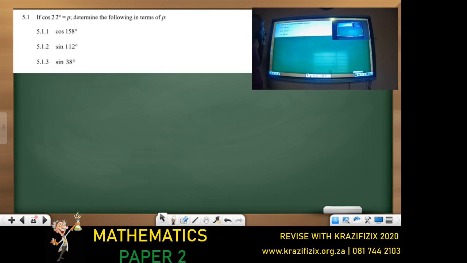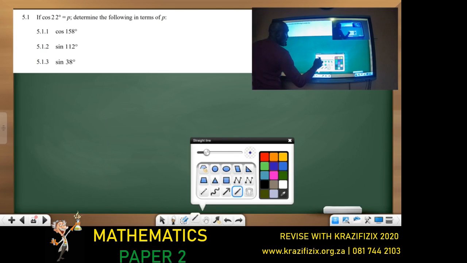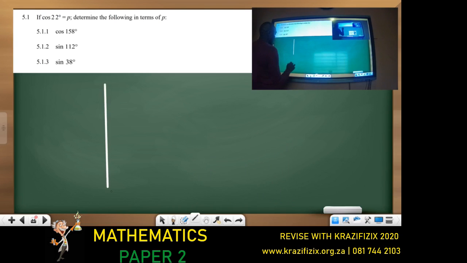Okay, let's conclude our trig section here with just this beautiful question. Now, if cos 22 equals p, understand what that means. Number one, you need to draw, you need to sketch. Is that okay? We need to sketch our quadrants. Very, very important that you sketch your quadrants.